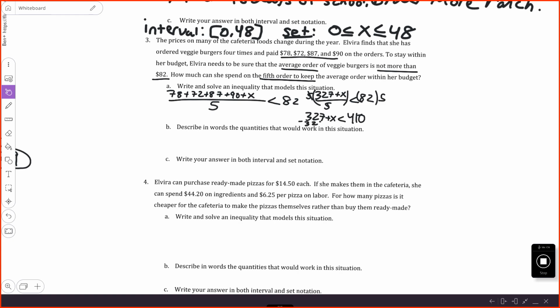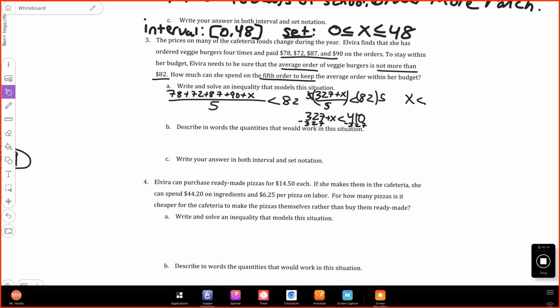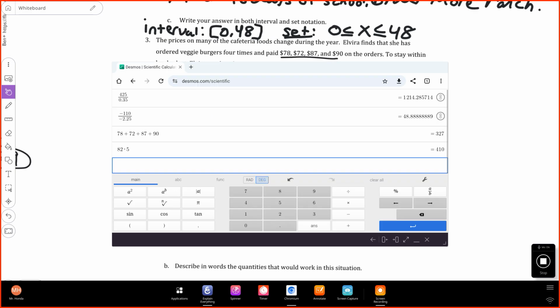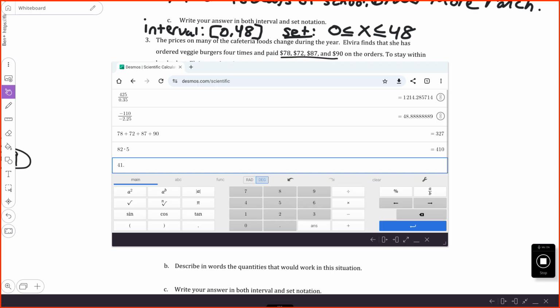Minus 327 to both sides. So x is less than 410 minus 327, which is 83.